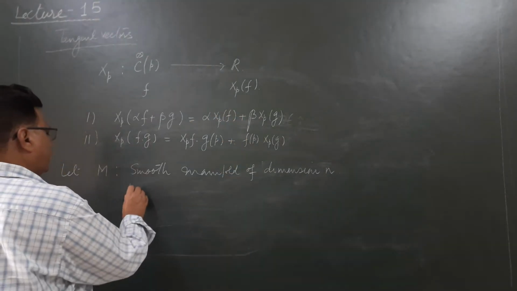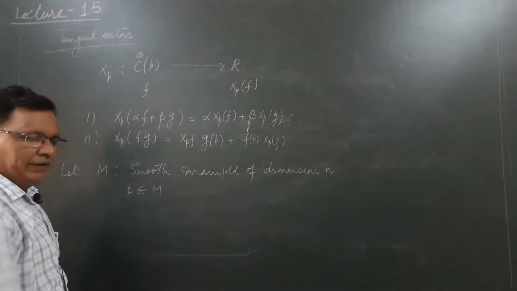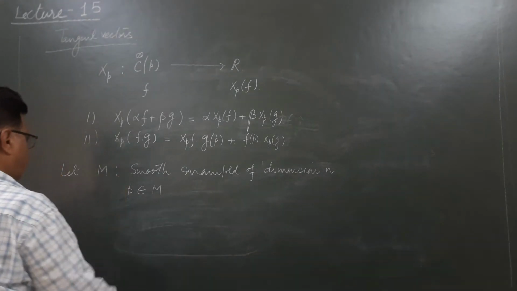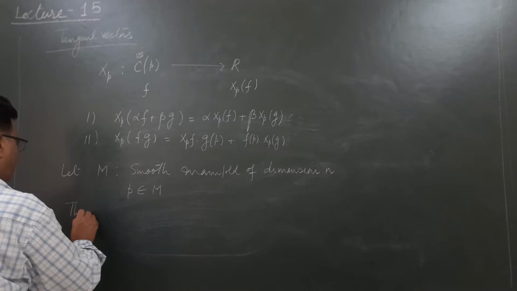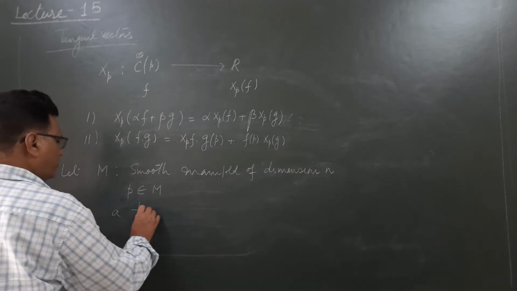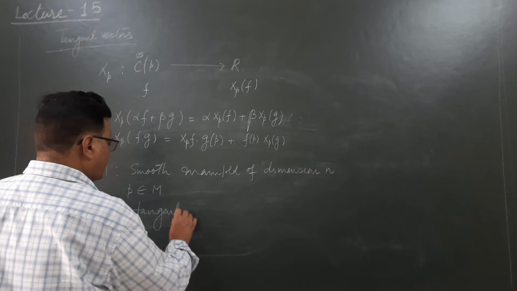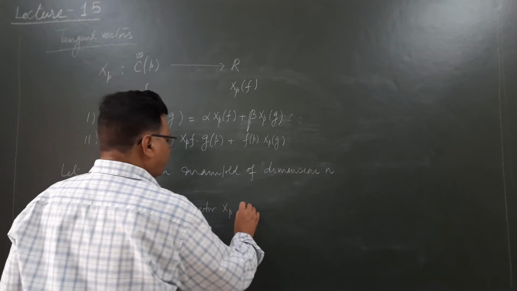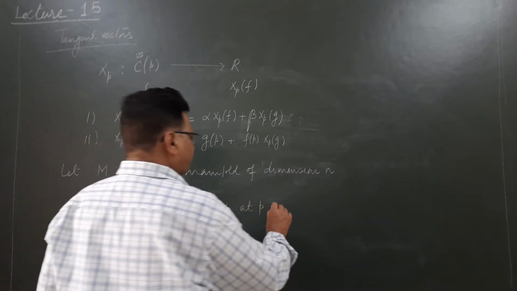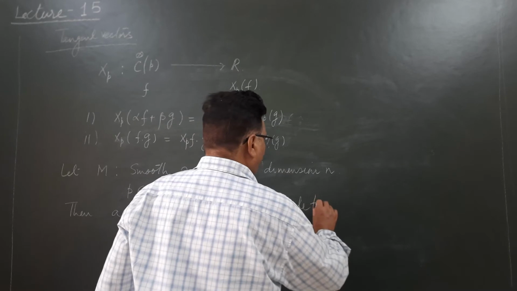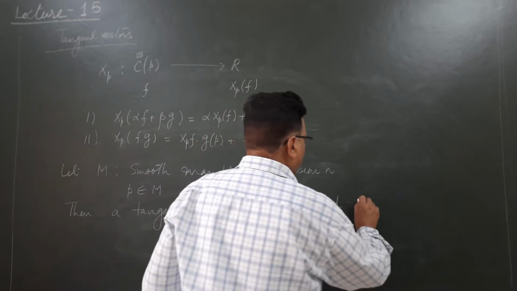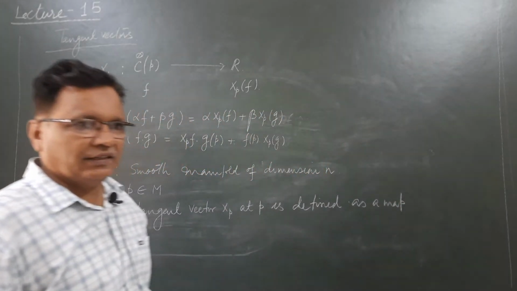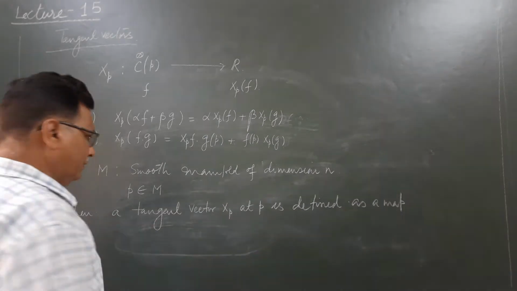And P is a point in M. I have picked up a point in M. C infinity P is the algebra of C infinity functions on M. Then a tangent vector Xp at P is defined as a map. It is not a directed line segment, it is a map.